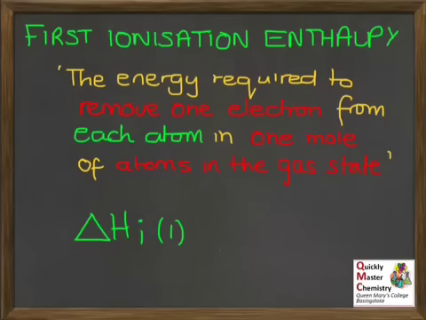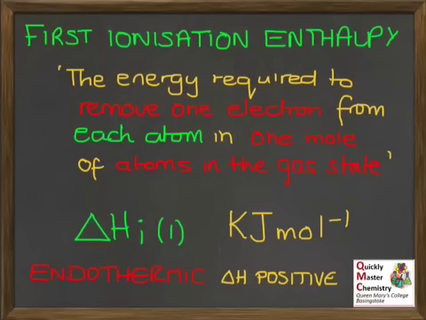We need a symbol for the first ionisation enthalpy as well, and you see it here. It's delta H, as with any enthalpy change, then a lowercase i standing for ionisation, and then in brackets 1, which means the first ionisation enthalpy. As with all the other enthalpy changes we've considered, the units are kilojoules per mole. And we can actually predict for these ionisation enthalpies that they're going to be endothermic, because we're going to have to be supplying energy to pull electrons away from the attracting nucleus. And so therefore we'll have a positive value for these first ionisation enthalpies.